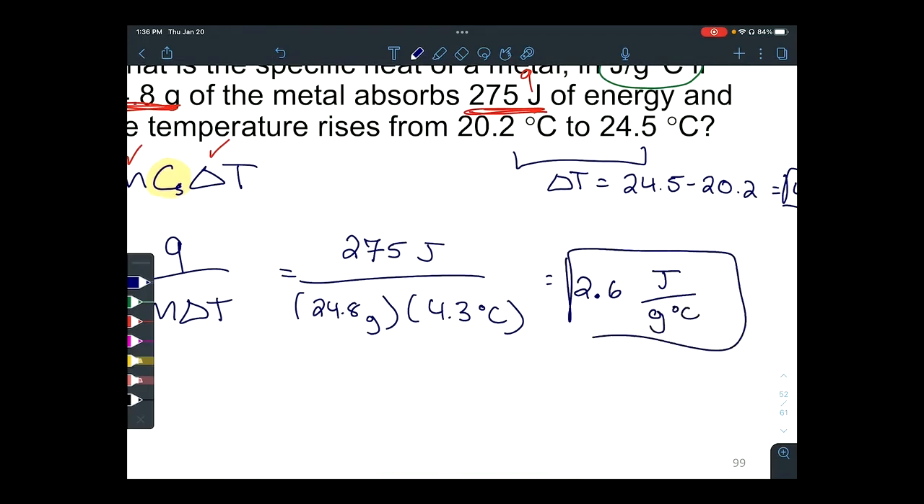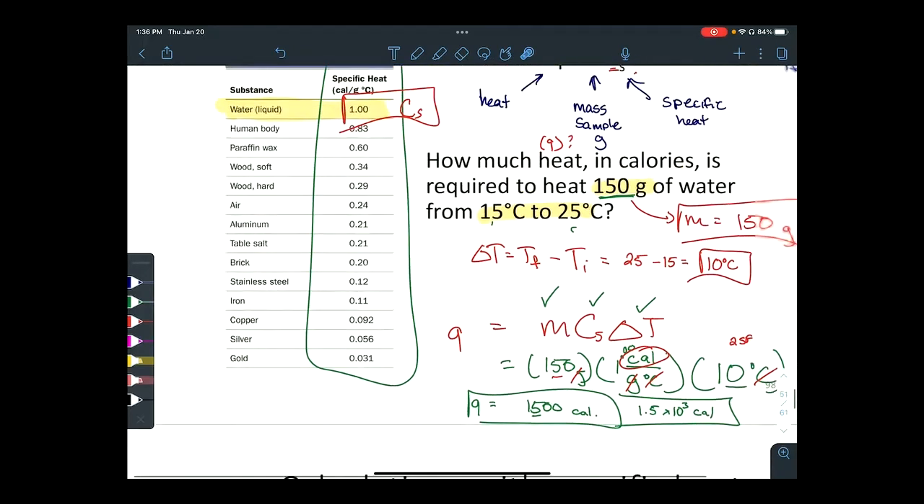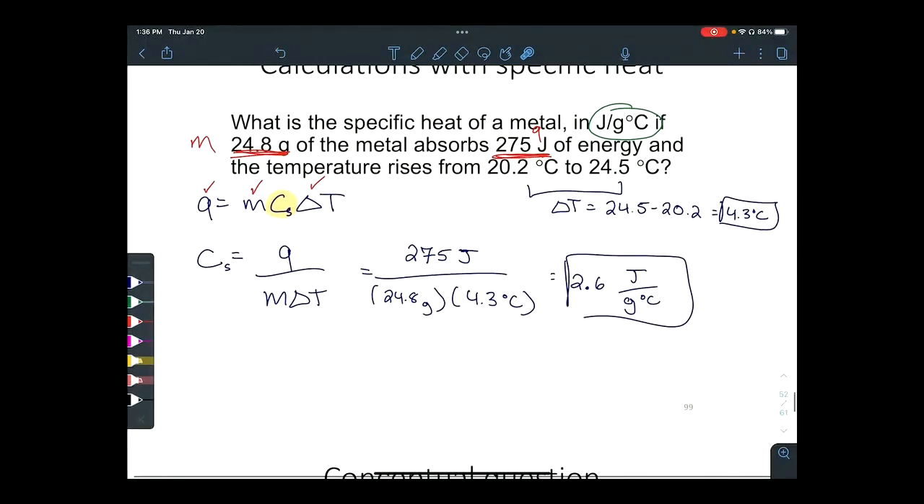You might be asking, well, how did you get that unit? Look at the units here. There's a joule in the numerator, and a gram in the denominator, and a degree Celsius in the denominator. So that is the unit at the end, and that's the unit for specific heat. Right? So what metal could this be? Let's look at this. Oh, wait, these are in calories. Never mind. I'm not sure what metal this is. I think I just made up a question.